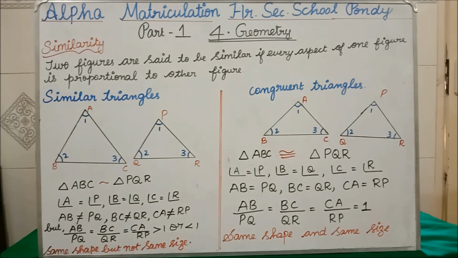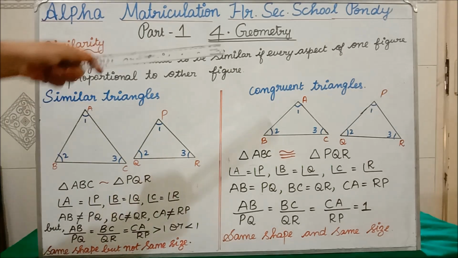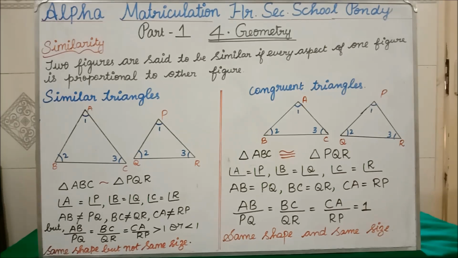Now we'll see the first concept, similarity. What do we mean by similarity? Two figures are said to be similar if every aspect of one figure is proportional to the other figure. In every aspect, one figure has to be proportional. Proportional means, as you all know, the corresponding sides should be in the same ratio.